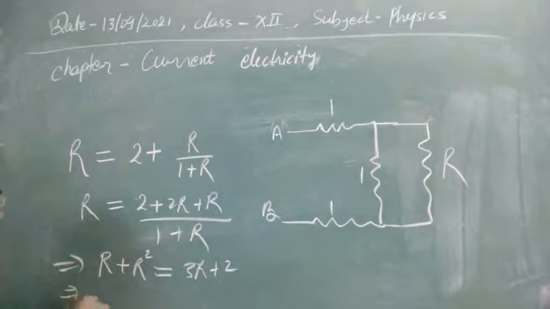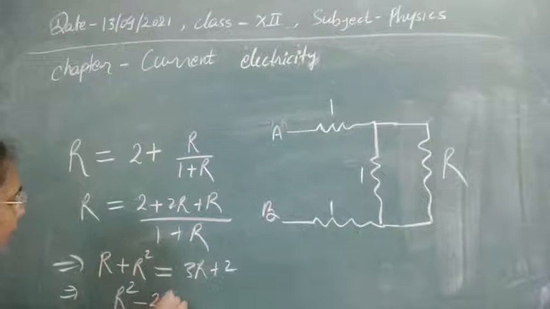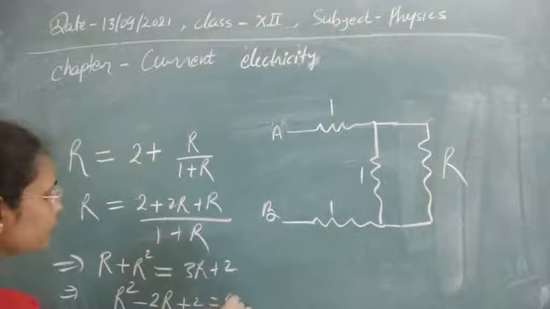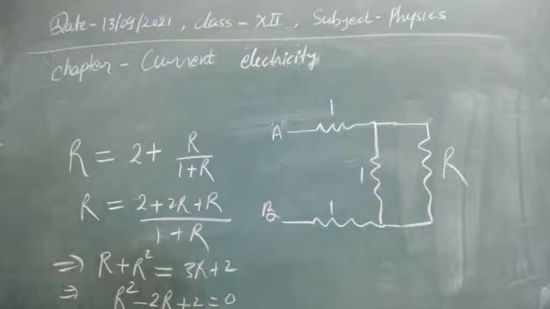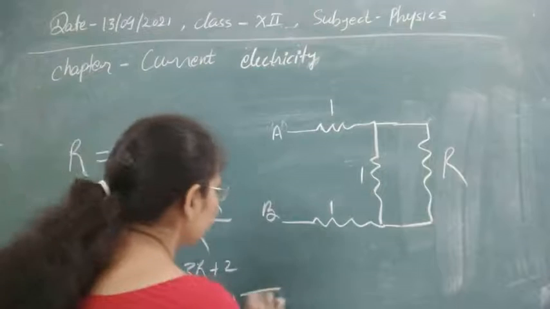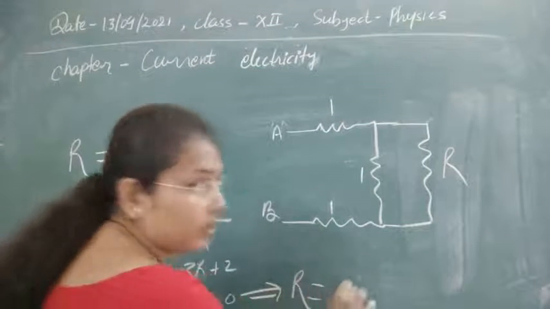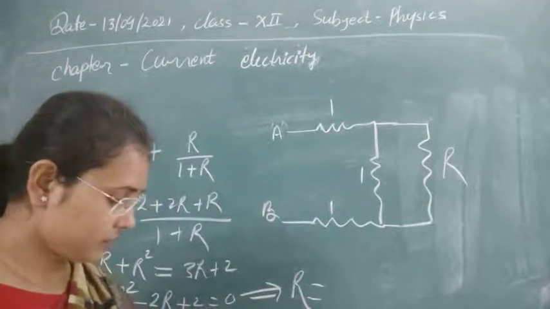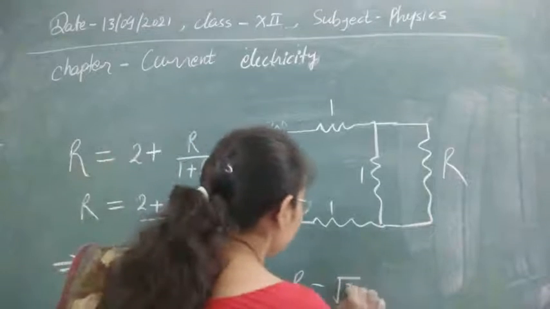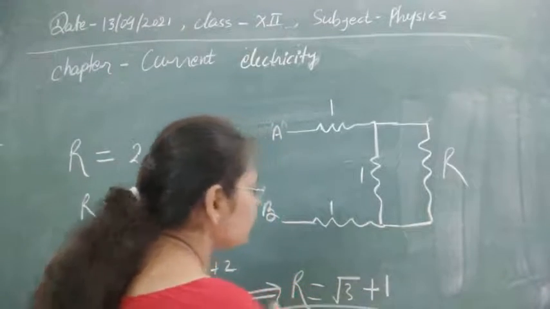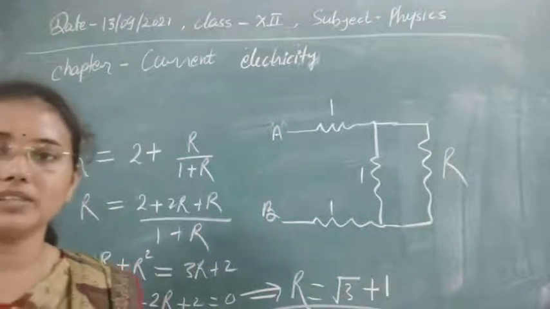And finally if we solve, then this is a quadratic equation that we have got: R square minus 2R plus 2 is equal to 0. Now we can solve this quadratic equation to find the value of R, and if you solve this one, its value is obtained as root 3 plus 1. So this is our final resistance.